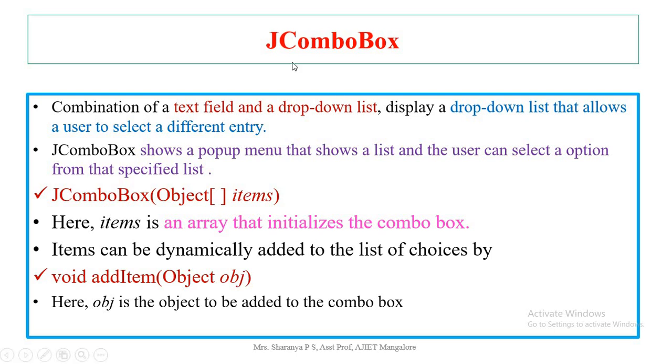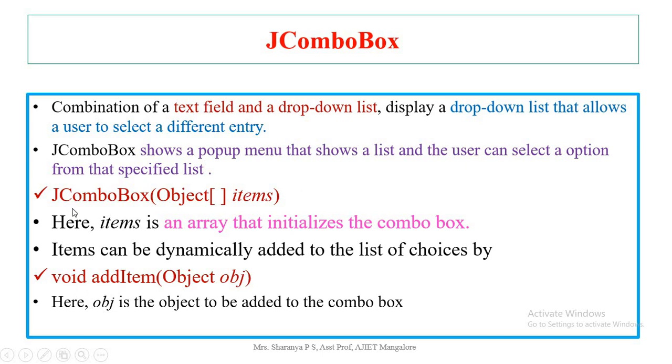The method which we use to display this JComboBox is JComboBox, and inside that we pass the set of items to be displayed in the JComboBox. Here once again we prefer an array that we create with some array name, which we pass as an object to this JComboBox.